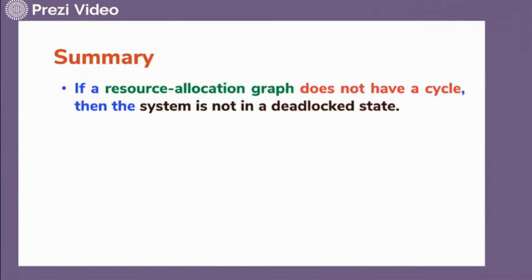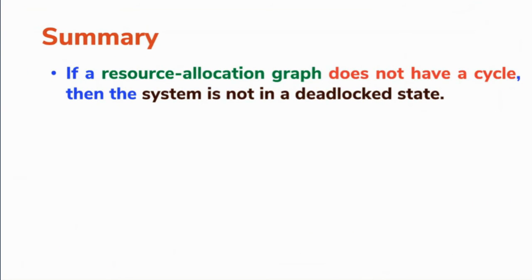So in summary, we can understand that using the resource allocation graph, if it contains a cycle, then the system is in deadlock, and if it does not have a cycle, then the system is not in a deadlock state. So the cycle formation can clearly indicate that a deadlock will occur in the system.